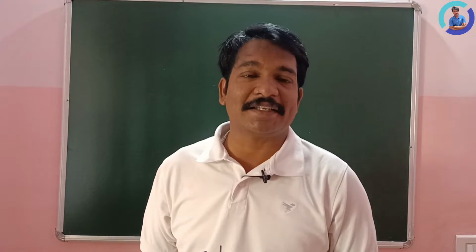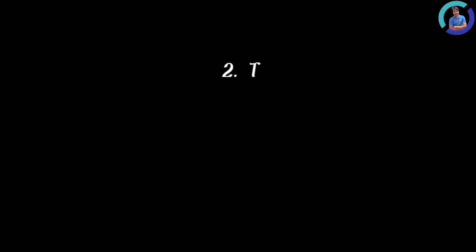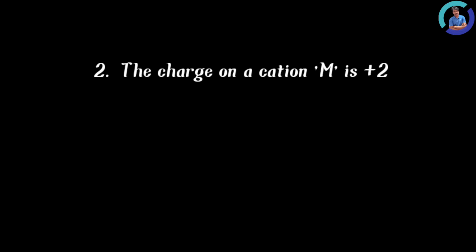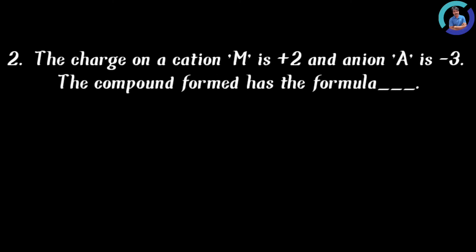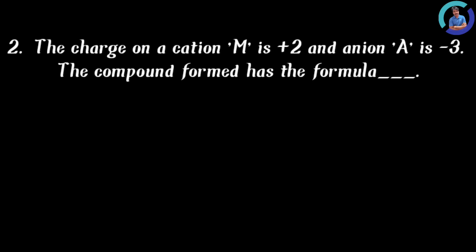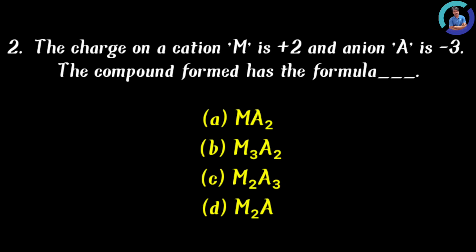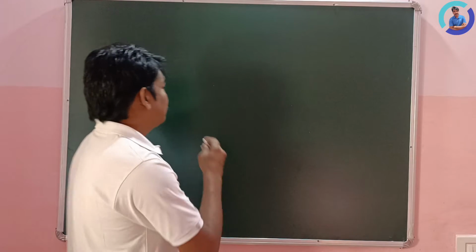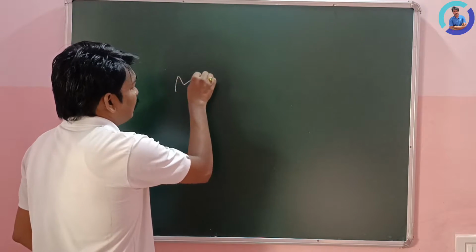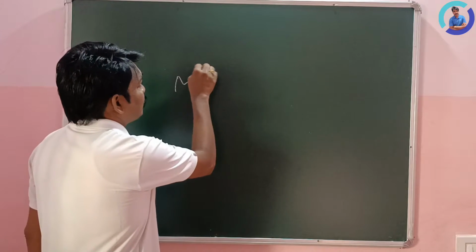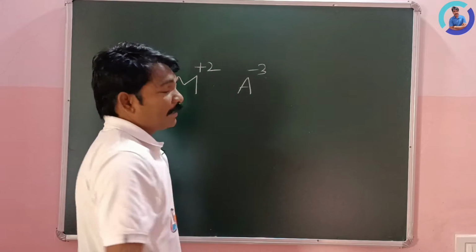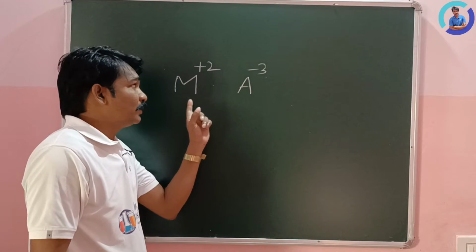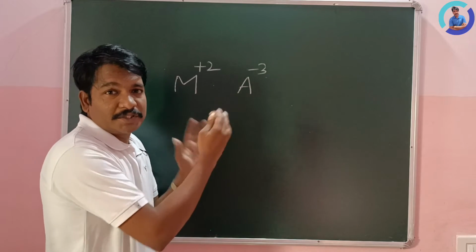In your lower classes you already learned the crisscross method. Now the next question is based on the crisscross method. The charge on a cation M is +2 and anion A is -3. The compound formed has the formula? In the given question they gave cation as M+2 and anion A-3. They are asking the formula of the compound formed as a result of the combination of these two.